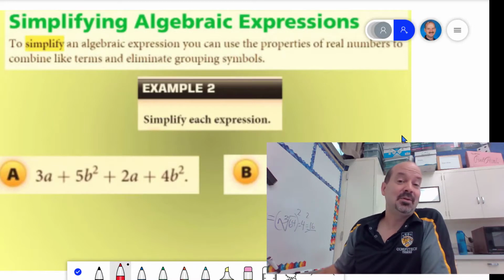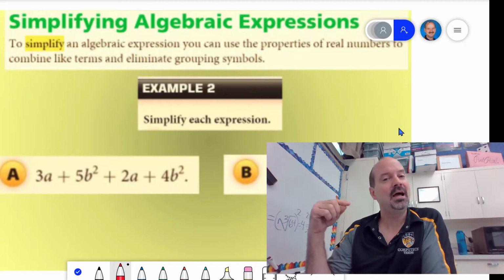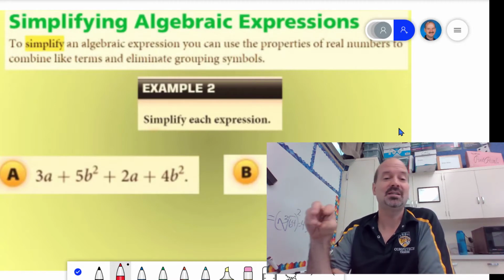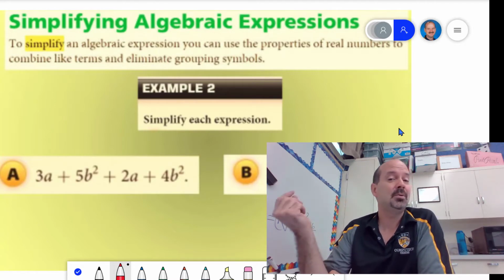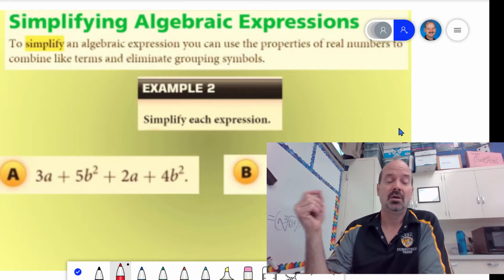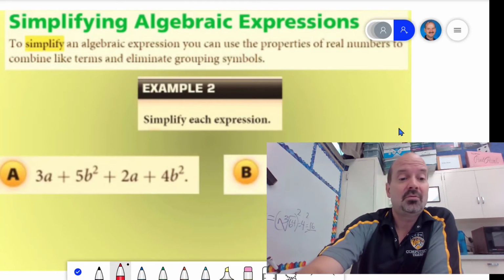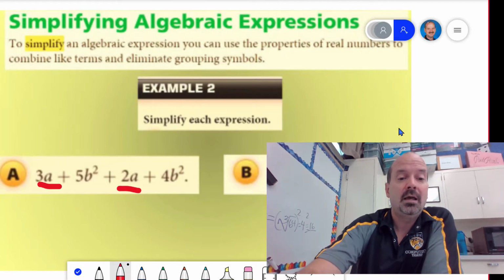All right, this is example number 2 on simplifying algebraic expressions. This time we have some that are unlike terms in the same expression. How can you tell? Because the variables and exponents don't match. But some of them do match, like the 3a and the 2a. They both have the same variable a and the same exponent. They're both to the first power. So you could add those two.